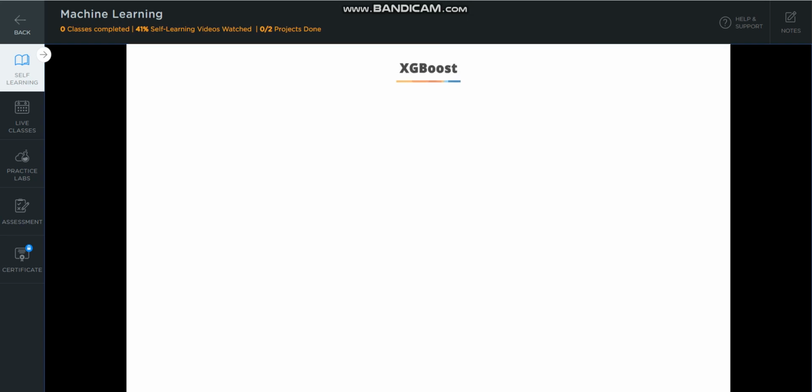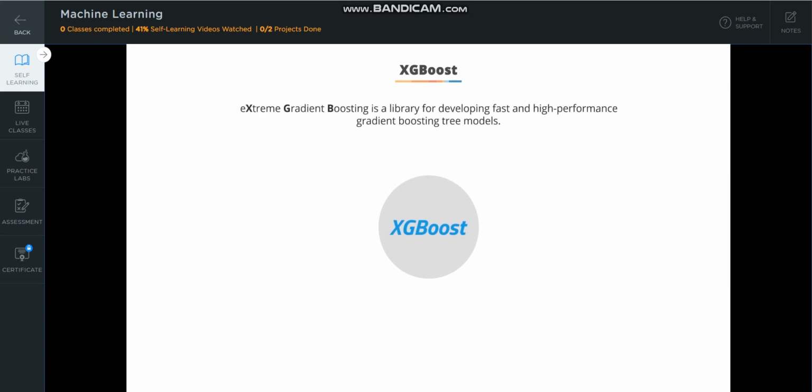XGBoost. Let's understand extreme gradient boosting. It is a library for developing quick and superior gradient boosting tree models. XGBoost is one of the implementations of the gradient boosting concept, but what makes it unique is that it uses a more regularized model formulation to control overfitting, which gives it better performance. Thus, it helps to reduce overfitting.